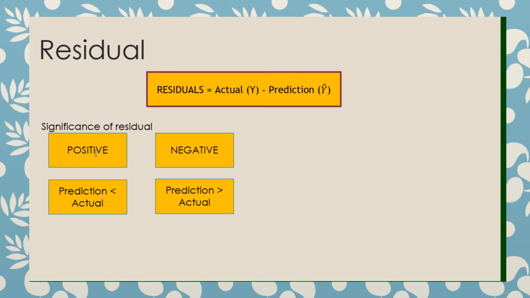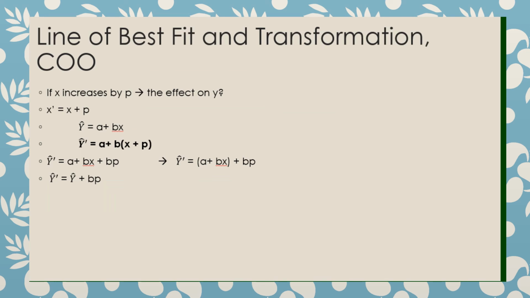If it's positive, prediction is less than actual. If it's negative, prediction is more than actual. That's it. Standard answer. 2 points only. Significance of residual. You look at your residual. Oh, it's positive. So you write positive. Prediction less than actual. Okay? Shouldn't be a problem. Okay, line of best fit and transformation on it.